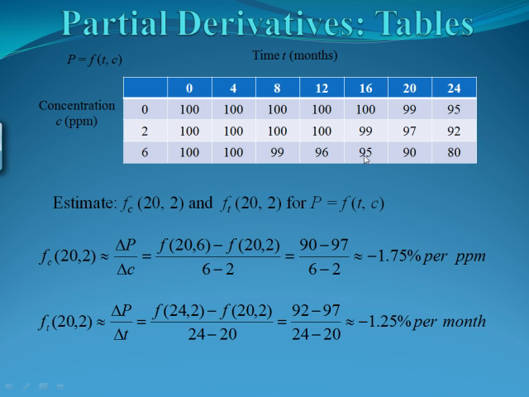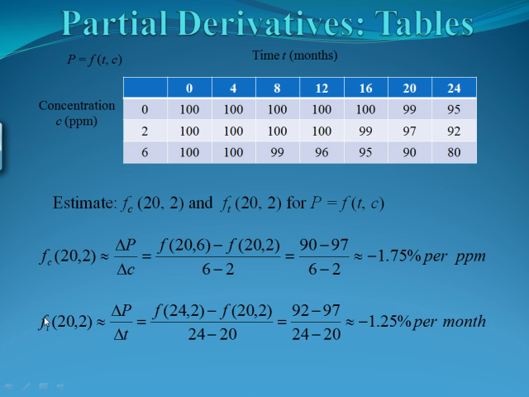So that's going to give us 92 minus 97 divided by, now the change in time is 24 minus 20. So 92 minus 97 divided by 24 minus 20 will give us approximately negative 1.25% per month, because t was in months, and that's what's on the bottom here. So again, you need to look at what's going to be fixed, and what's going to be fixed is the number that you're not taking the derivative with respect to.